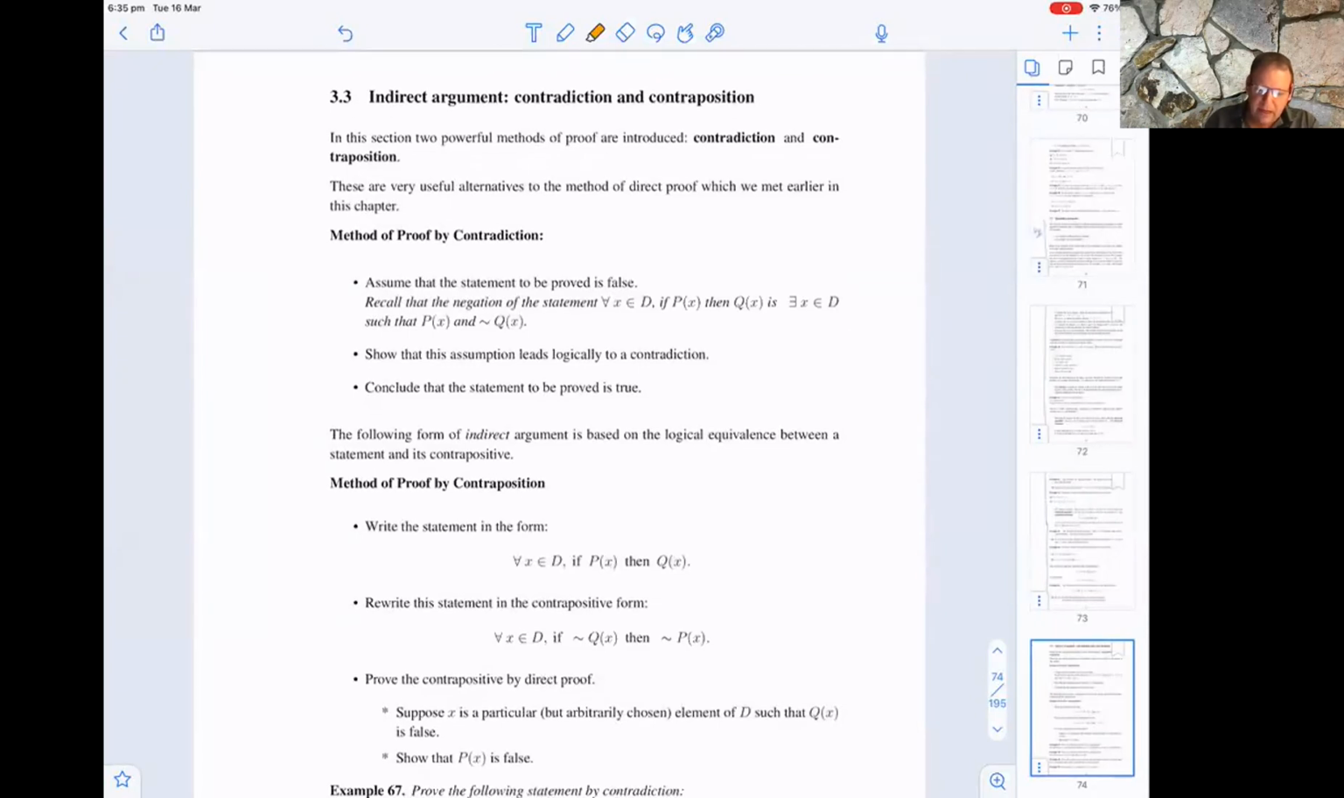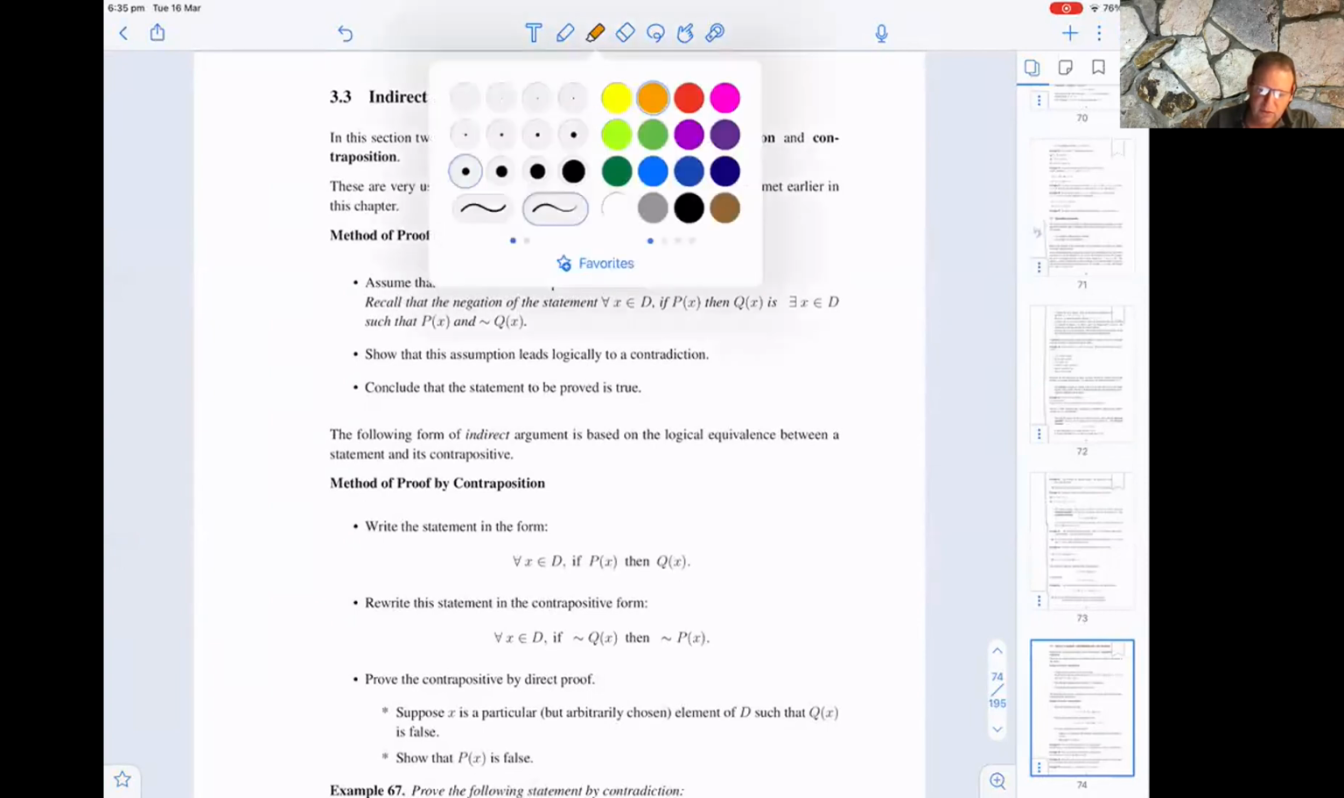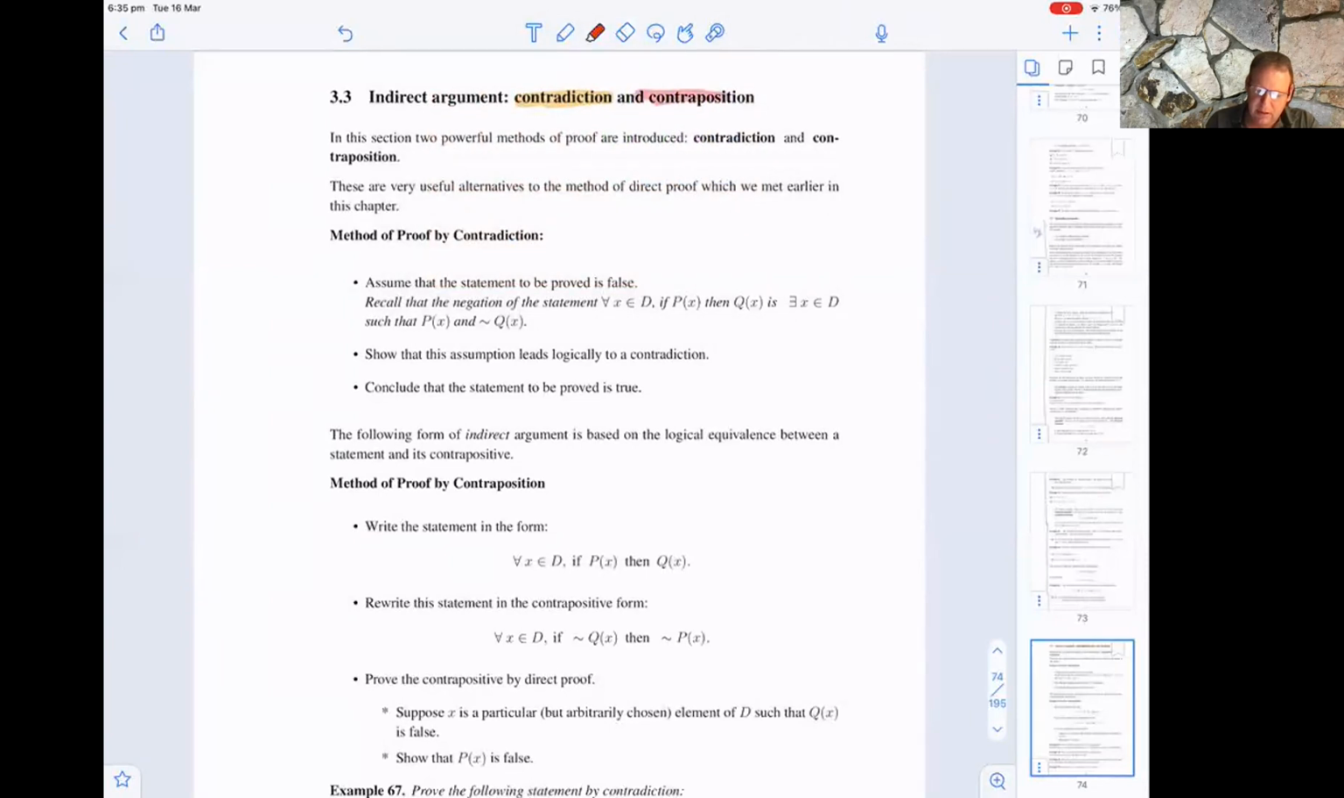All right, in indirect arguments, there are basically two basic things, and they mean different things. Let's see what they mean. Contradiction and contraposition. So what is contradiction? The proof by contradiction.